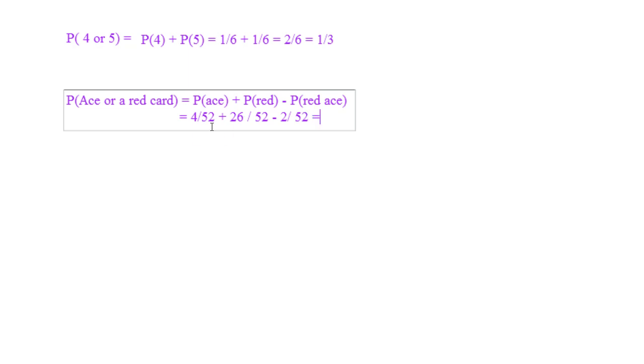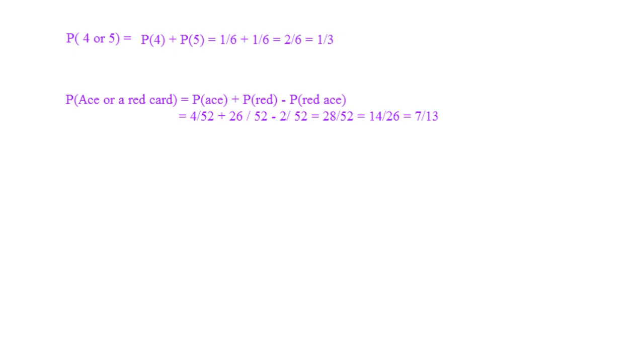Okay, and if we add those up, 4 plus 26 is 30, plus 2 is 32. Minus 2 is 28, so this would be 28 out of 52, which would reduce to 14/26, which reduces to 7/13. Okay, and voila, you've actually worked with some of these.